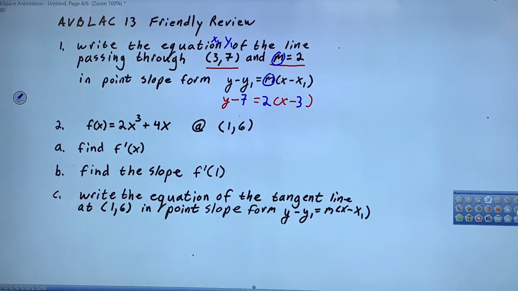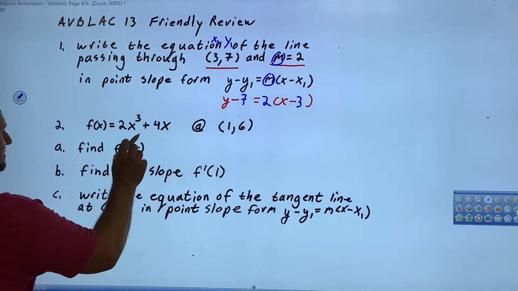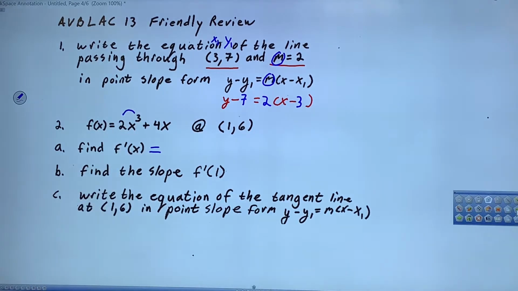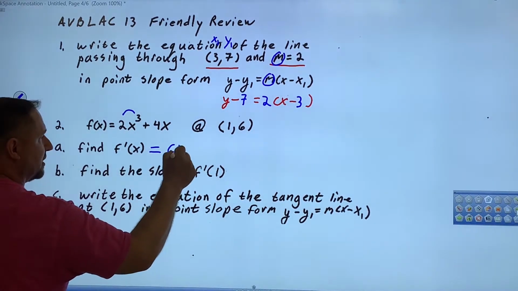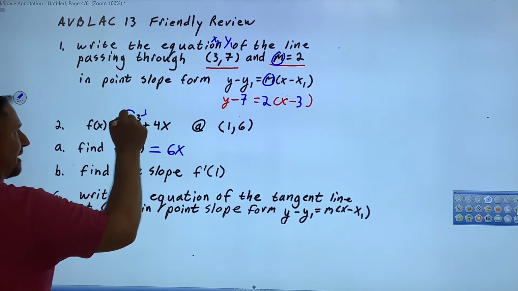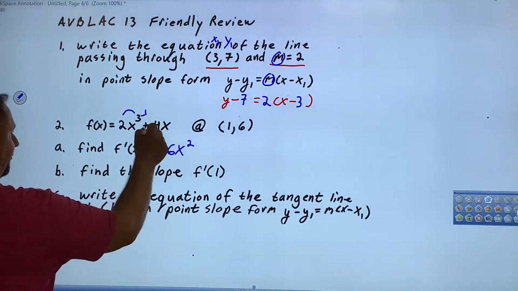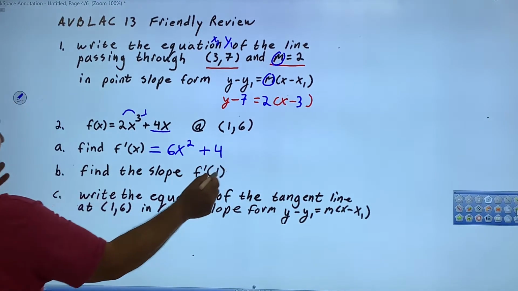Now, this is calculus. This is a little different. It wants me to find the derivative of f of x. So the derivative is going to equal, well, we're going to use the power rule. I have to do 2 times 3, or 3 times 2. That would give me 6x. And then don't forget the power rule. You subtract 1 from that, so that would give me 6x squared. And then the derivative of 4x is just 4, plus 4. And now, that's the derivative.